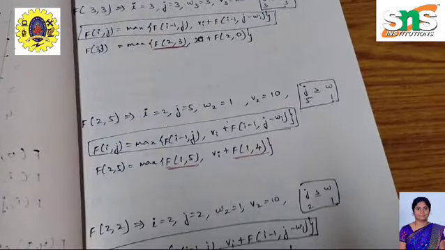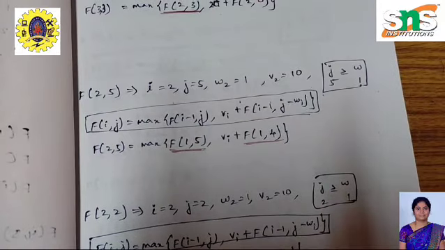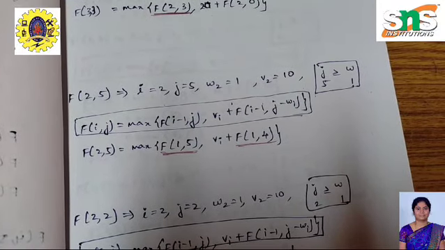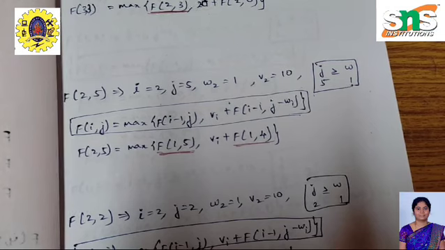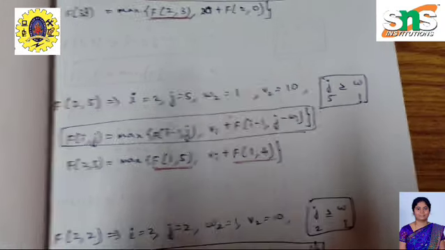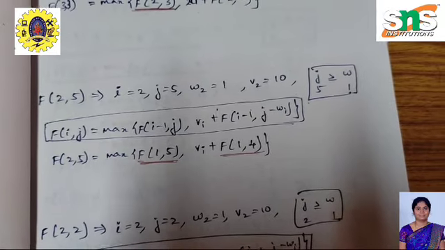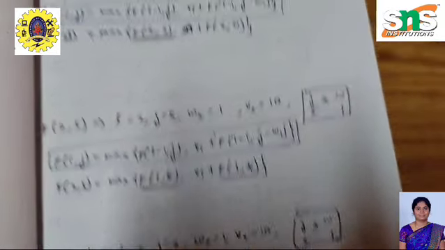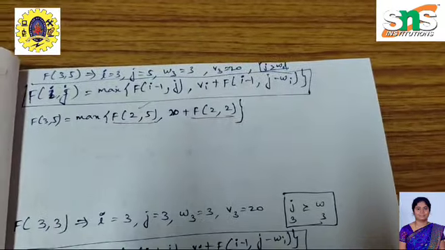So for 2 comma 5, the x, i, j, w and v values are written, and it is checked with the condition and it satisfies this particular formula. Then we are substituting the values, then we are supposed to find 1 comma 5. So now 2 comma 5 was over.